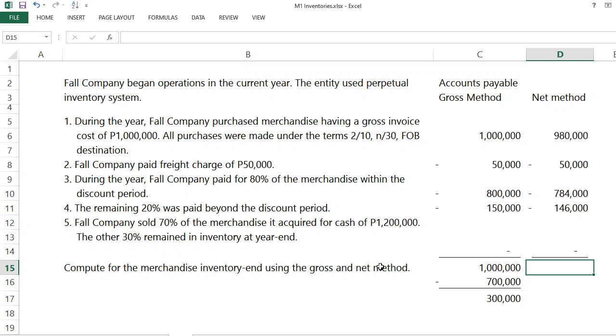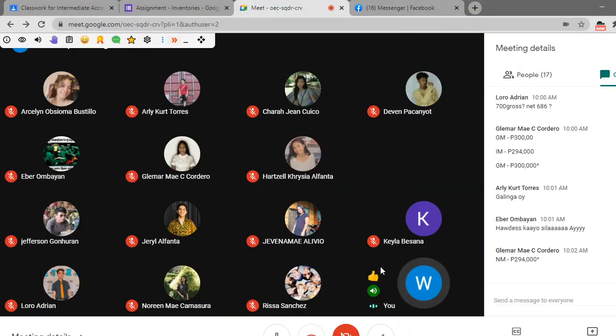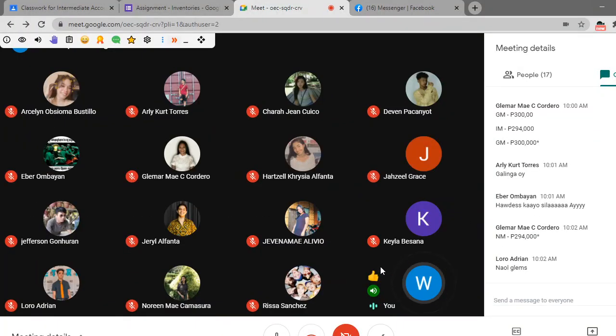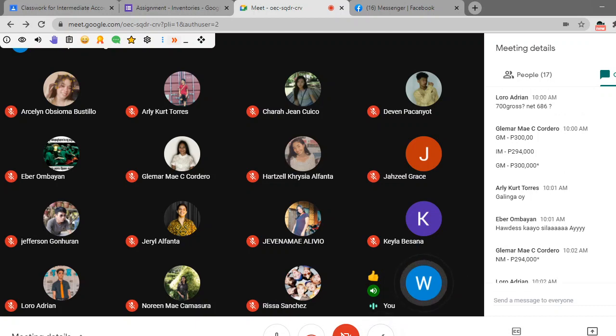How about in the net method? So, since net method ang ginagamit, we have 980,000 inventory beginning. And then, gibaligya daw nato ang 70%. So, that's 980 times 0.7. Therefore, the balance is just 294,000. Or pwede na din, diretso na din nato siya. That is 980,000 times 30%. Kay naman siya, 30% remained in the inventory. So again, it's the same, 294,000. And ayan. Bakit ngayon lang tong mga answers nyo?